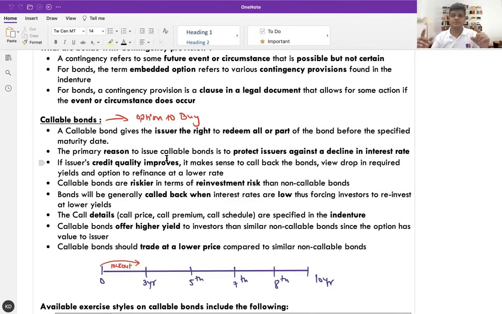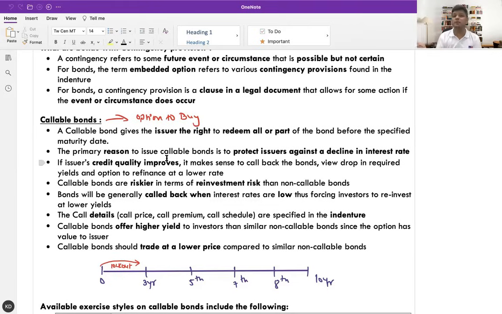The issuer can call back the bond from you and reissue another bond with lower yield. Are you getting it? See, the issuer needed money for 10 years. But after 3 years, what has happened? The interest rates have gone down. So let's assume that the issuer had issued the bond at 12%. Now, after 3 years, the interest rates have gone down to 9%. Assume that, hypothetically. So what will the issuer do? He will call back the bond, which was issued at 12%, and then again issue a bond for another 7 years, maybe at lower yield, isn't it?